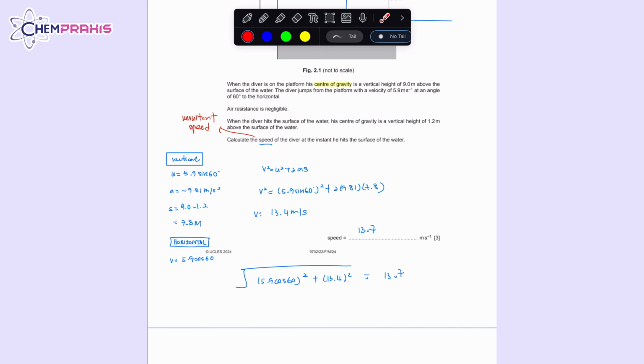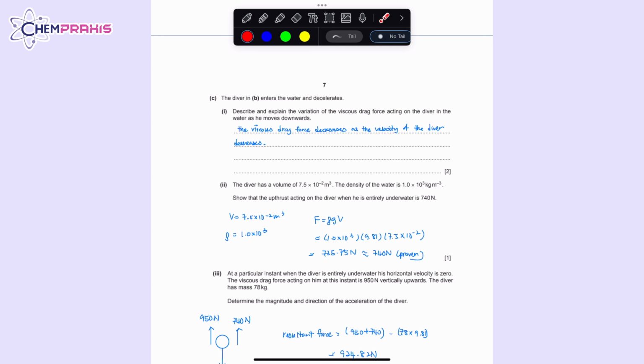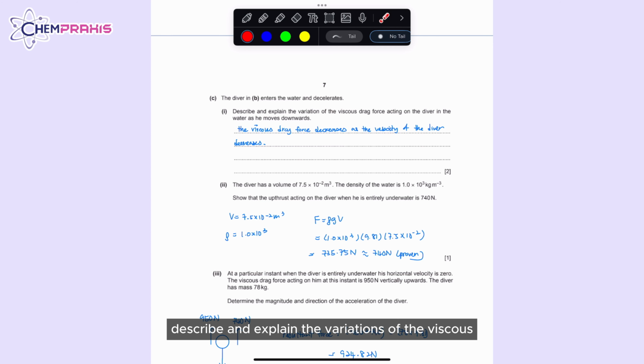For question C, describe and explain the variation of the viscous drag force acting on the diver in the water as he moves downward. The viscous drag force depends on the velocity. So the lower the velocity, the lesser the viscous drag force that will act on the diver.